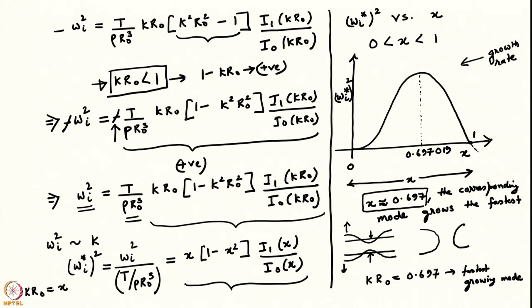Note that the criterion for the fastest growing mode does not depend on surface tension or any other physical parameter of the system. It is purely a property of the geometry of the cylinder, whatever is the radius in the base state. So, this is telling us that if you put a wavelength, so k is 2 pi by lambda, which satisfies 2 pi r naught divided by lambda is equal to 0.697, then that wavelength, so I will put a lambda max here, is going to cause the fastest growth, and that wavelength can help us determine the sizes of the droplets that are going to be generated when the cylinder breaks up into smaller and smaller drops because of the instability.